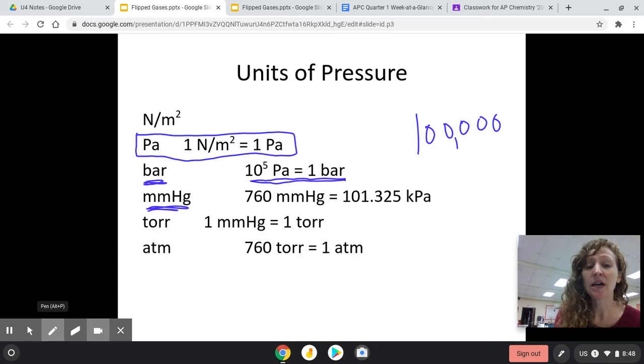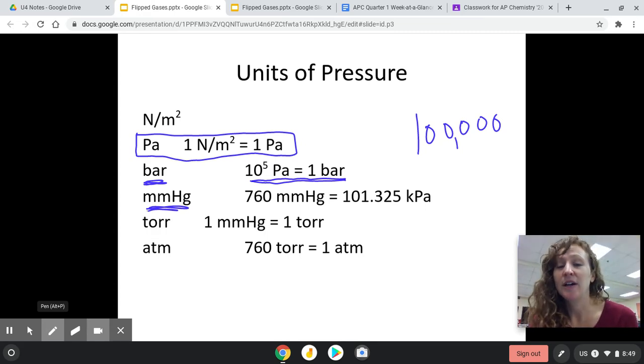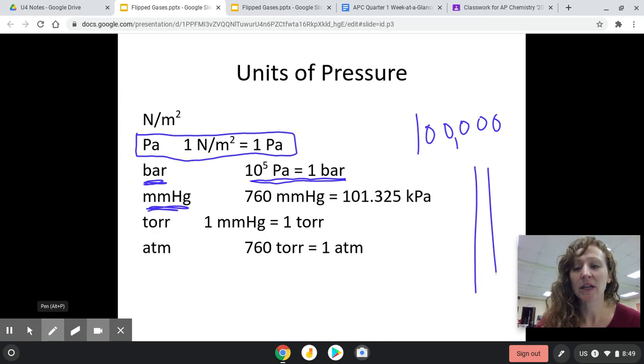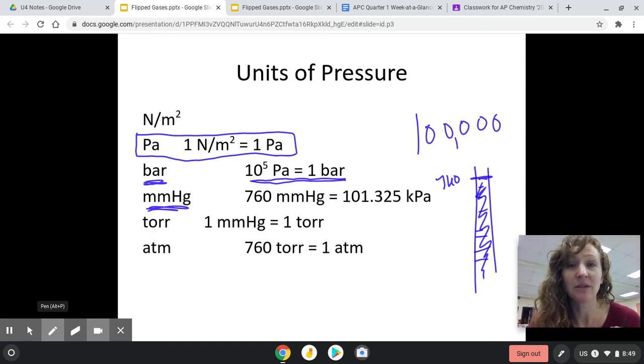Millimeters of mercury. This is one you're going to see. Chemists use mercury a lot. And so this is literally measuring the height of mercury in a tube in millimeters. If there's 760 millimeters of mercury in the tube, then they'll take that measured height, and that's the reading for the pressure in millimeters of mercury.